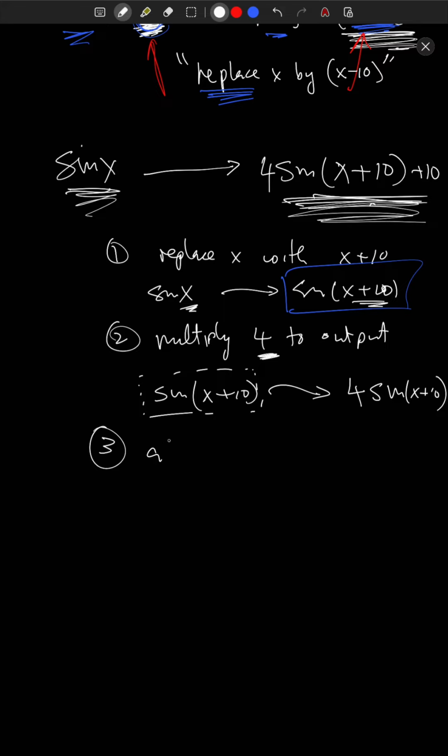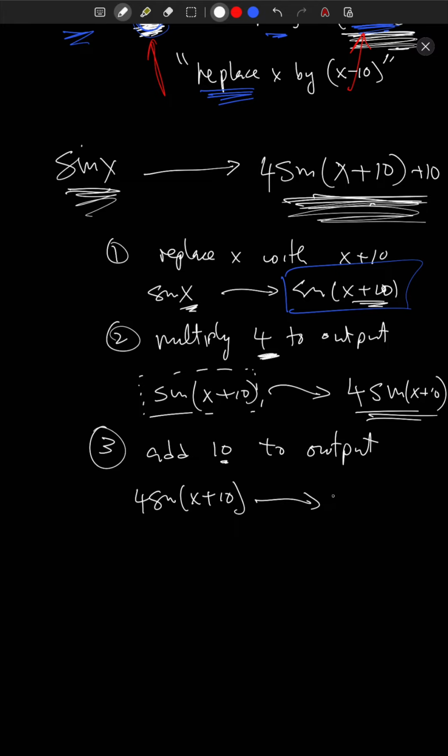And then step 3 is going to be add 10 to the output of the previous step, always referencing the previous step, all right? So my previous step, we ended up with 4 sine of x plus 10, and now we add 10 to the output. So this is going to be 4 sine of x plus 10, plus 10, all right? And what's going to happen in terms of the graphing is when I see this word right there, replace, that means I'm going to take the graph of sine and shift it over to the left by 10, all right? And that gives me the graph of this guy right there.